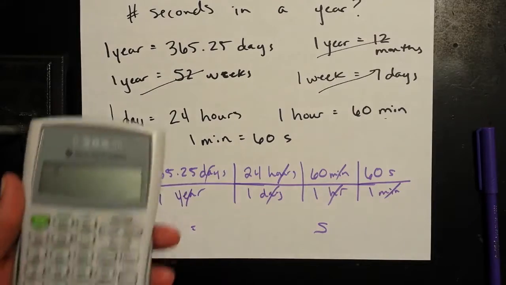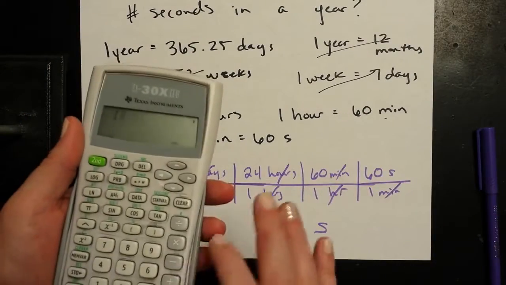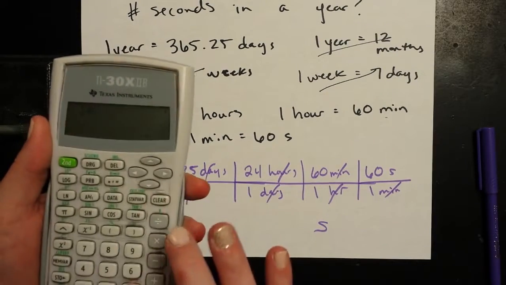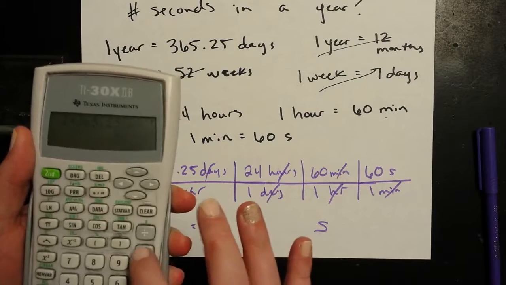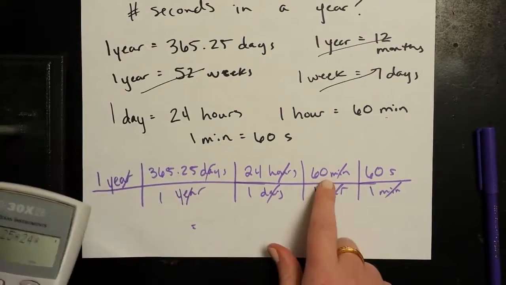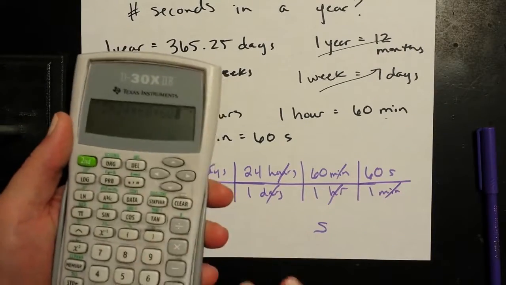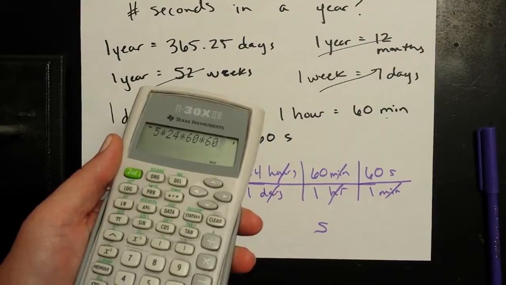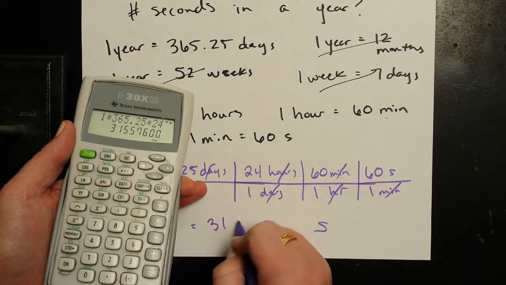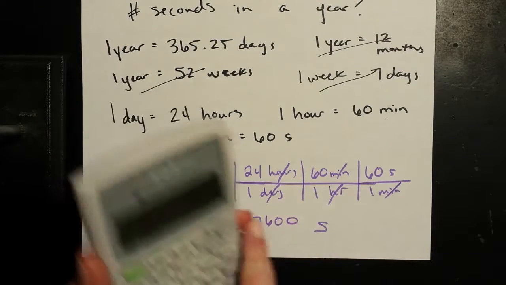So I'm going to take, we can even start with 1. So let's pretend we were saying 1.5 years, and that would change our answer. Okay. 1 times 365.25 days times 24 for the hours times 60 for the minutes times 60 for the seconds. So see, I just multiplied all the way across my numerators. Okay, and that gives me 3,155,760 seconds. All right.